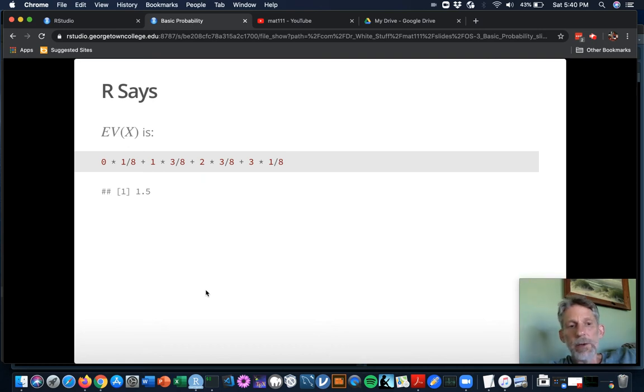So R, using the formula, says the expected value should be the sum of the possible values times their chance. So 0 times an eighth plus 1 times its probability plus 2 times its probability of 3/8 plus 3 times its probability of 1/8. Add them up and you get 1.5, which totally makes sense when you flip a fair coin. 0, 1, 2, 3, they seem kind of balanced around 1.5.